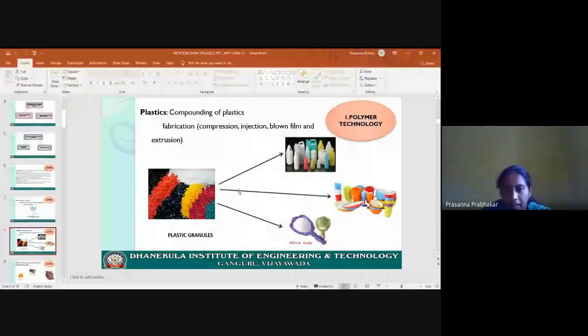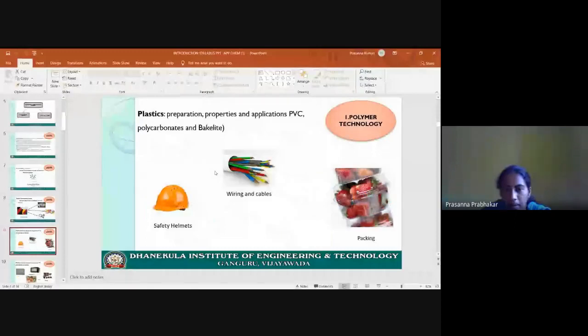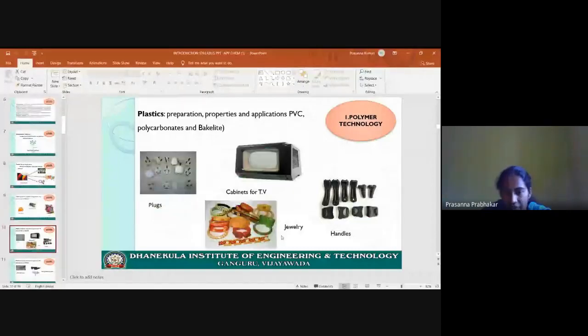Next, here I give some examples of plastic materials like safety helmets, wiring and cables, packing. These all are the examples of plastic materials we use in our regular life. And plugs, cabinets for TV, jewelry and handles. These all are the examples of plastic materials.